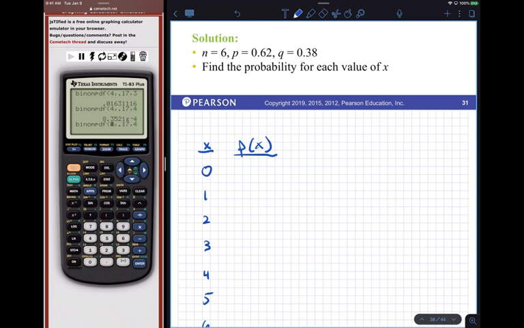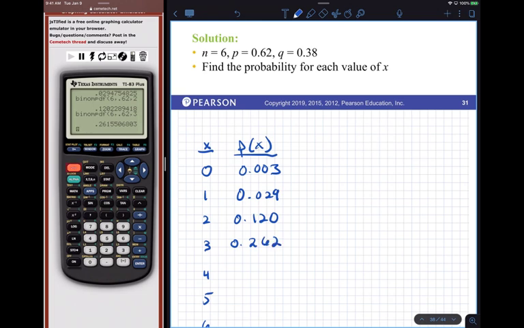So let's see, the number of trials, we have 6 trials with a probability of success of 62%. And we want, for the first one, x to be 0, 0.003. Then we want for x to be 1, 0.029. And then for x to be 2, 0.12. Then for x to be 3, 0.262. These are all approximations.